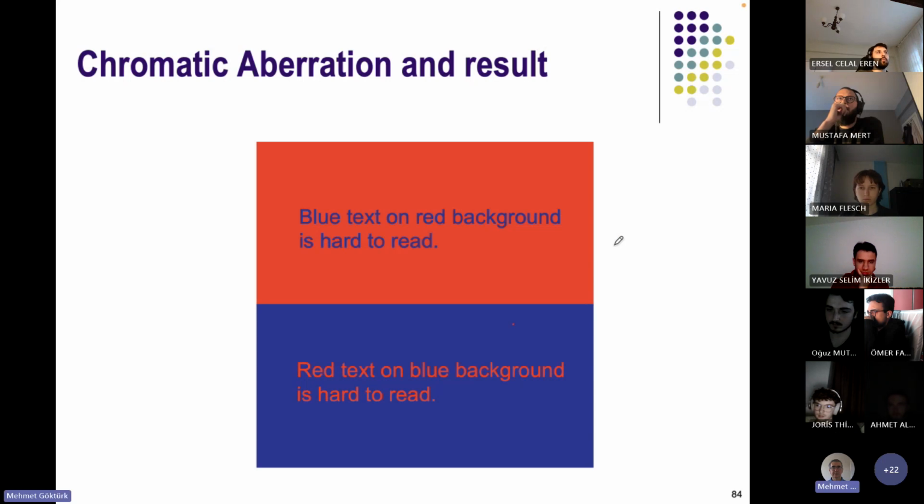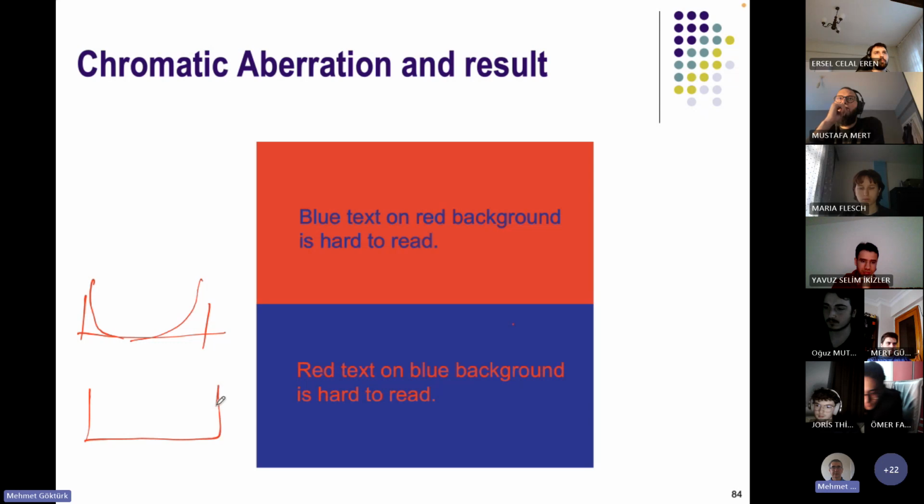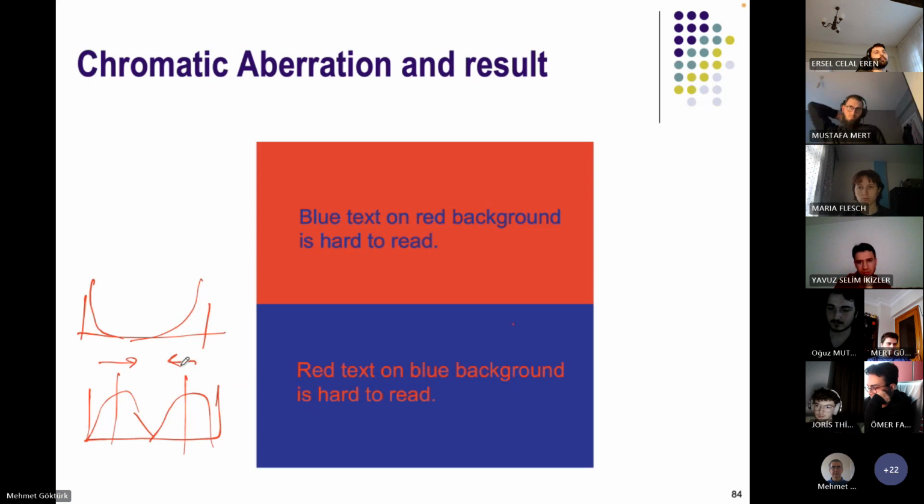is not good. We better use frequencies that are closer to each other when writing like this, so that they focus equally on the retina. Reading is therefore difficult because the focusing problem is significant.